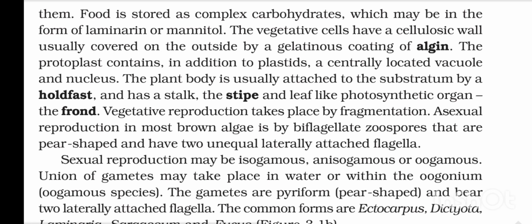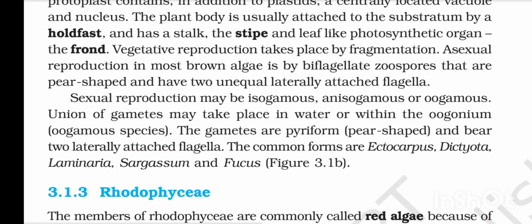Asexual reproduction in most of the brown algae is by biflagellate zoospores that are pear-shaped and have two unequal laterally attached flagella. Sexual reproduction may be isogamous, anisogamous, or oogamous. Union of gametes may take place in water or within the oogonium. The gametes are pyriform, pear-shaped, and bear two laterally attached flagella. The common forms are Ectocarpus, Dictyota, Laminaria, Sargassum, and Fucus.